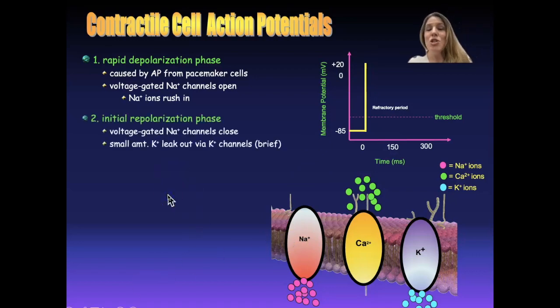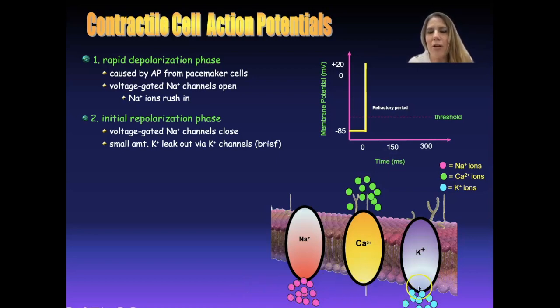Second step, initial repolarization phase. Remember that anything that goes up has to come back down. But in contractile cell repolarization, it's going to start off happening slowly. We're going to slowly decrease from positive 20 down to 0 millivolts. And how is this going to happen? Well, we know we're starting at positive 20. We've got all these sodium ions in there now.